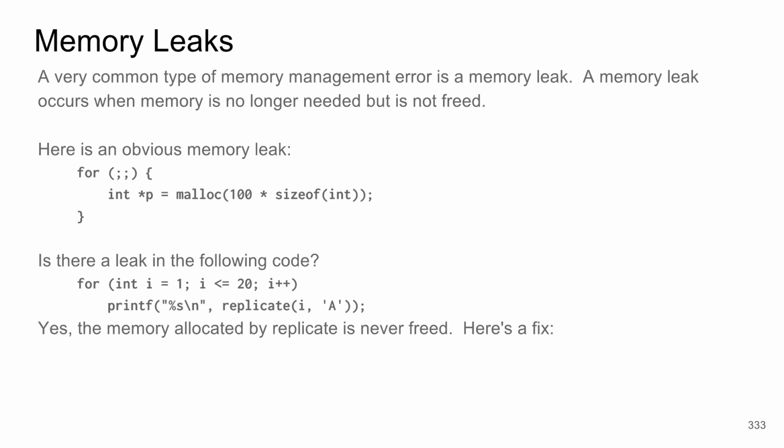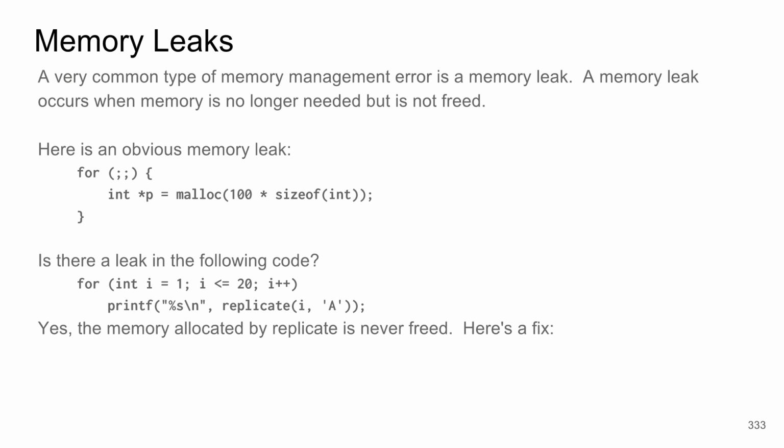So is there a leak in the following code? And if you recall, we worked on replicate yesterday. Essentially, it takes in a size I and a character A, and it creates a string that's I in length, filled with whatever character we passed in. So it's calling malloc within that replicate function and returning its address.